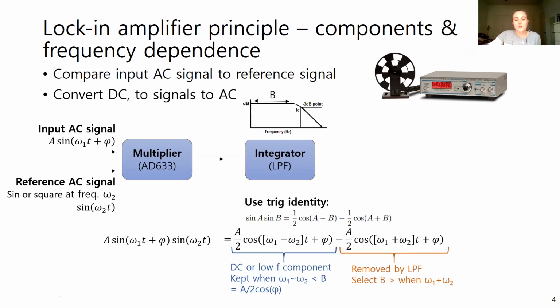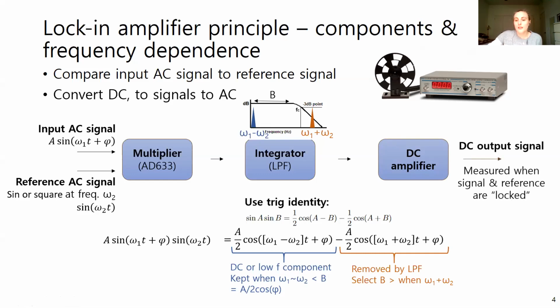So when you integrate, if we plot these two components here on our frequency response function, this is what it would look like. It would cut off the higher frequency component. It would keep this lower frequency component. So if all these conditions are met, if you select your integrator appropriately, you'll then be left with a DC component. And in many lock-in amplifiers, the commercial one that you would have been using, there would be a DC amplifier as well. And then you would get a DC output for the signal.